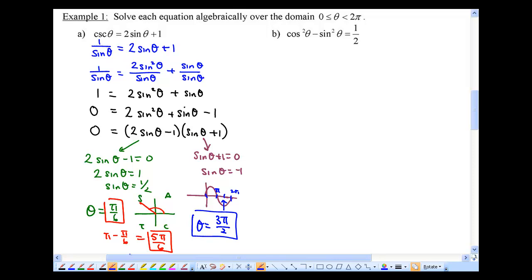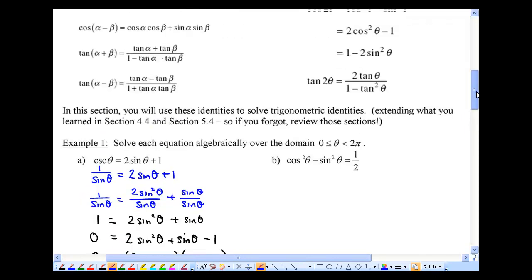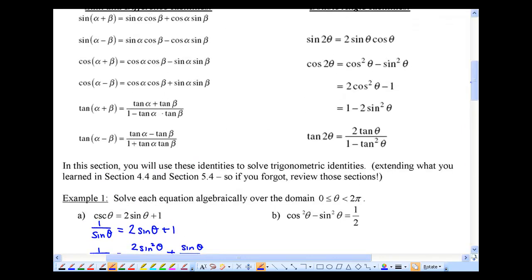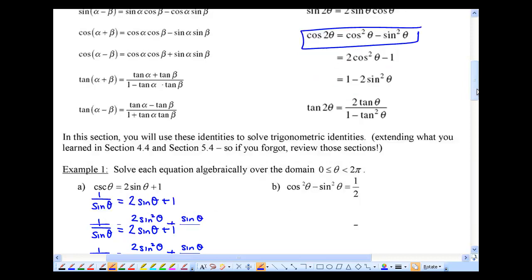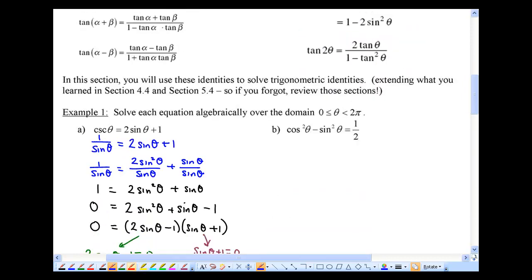Okay. All right, let's take a look at the next one. Cosine squared theta minus sine squared theta. Whoa, whoa, whoa. 2 trig functions. Don't like it. Your job is to try to change it into 1. Lots of different ways to do this, but for me, I'm thinking cos squared theta minus sine squared theta. I see that right here, double angle. So let's rewrite this as just cos 2 theta.